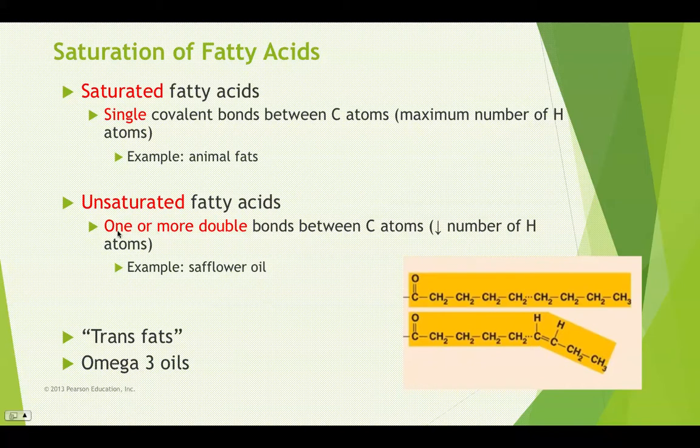And so when we say polyunsaturated, that would be many of these double bonds here. But an unsaturated fatty acid is when one or more double bonds occurs between carbon atoms, decreasing the number of hydrogen atoms. And so typically, the unsaturated fatty acid will be liquid at room temperature. An example, of course, would be the vegetable oils like safflower oil or canola oil.